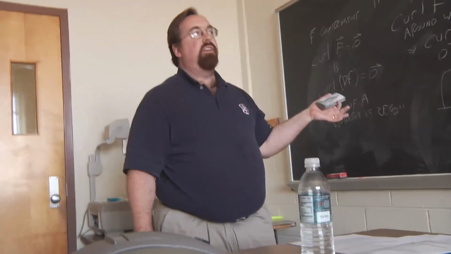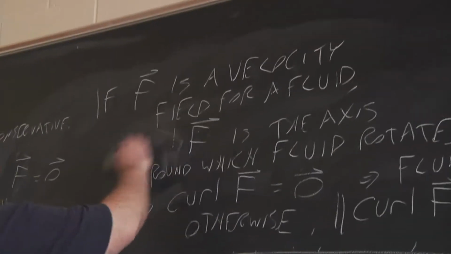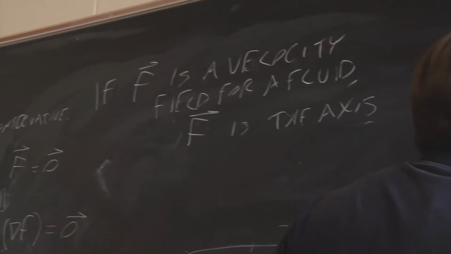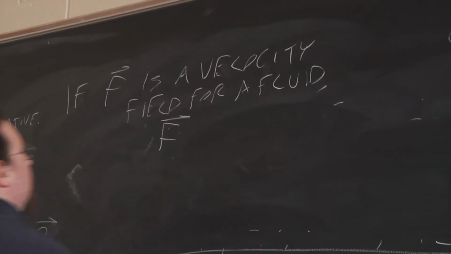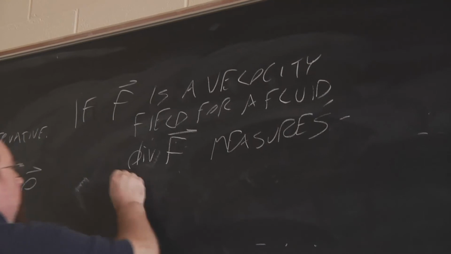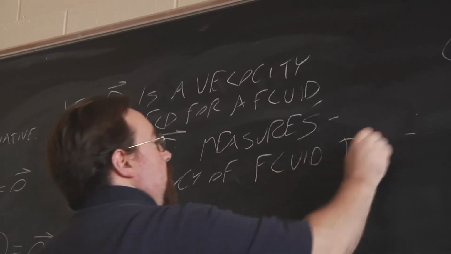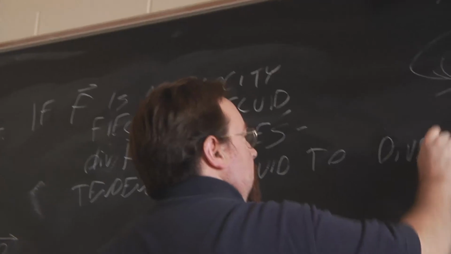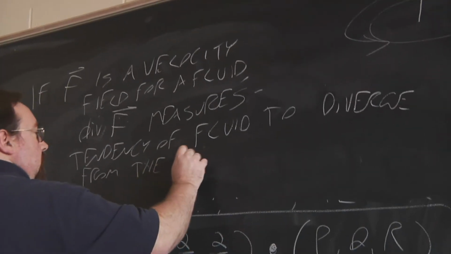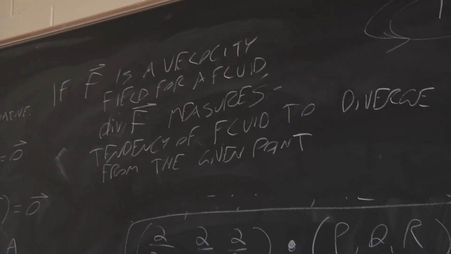Now, the divergence has a nice interpretation when big F is a velocity field for a fluid. In this context, the divergence measures the tendency of a fluid to, shocker, diverge from a given point. So the divergence at a point indicates how likely the fluid is to diverge from that point.